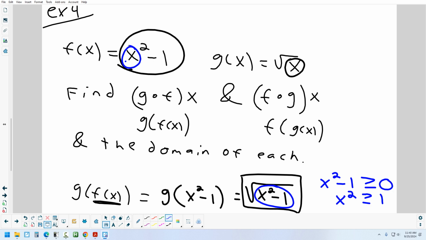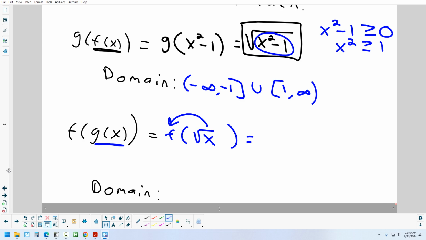So that's what we're going to do. Replace what I just circled in blue with the square root of x. So you've got the square root of x squared, and then you have a minus 1. What happens when you square and square root?